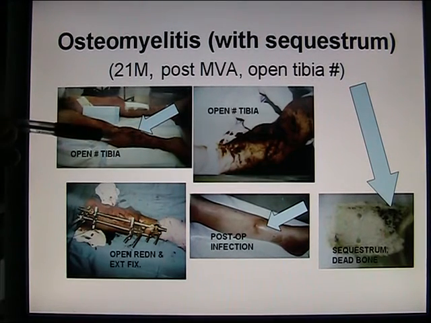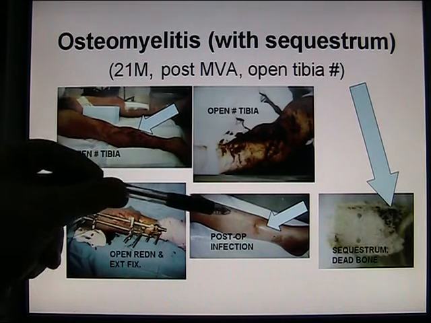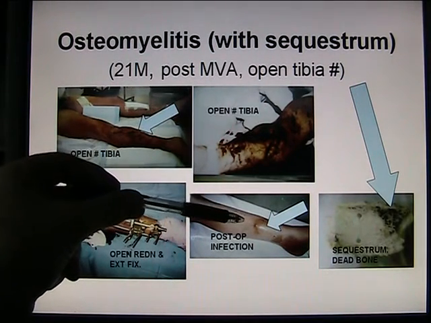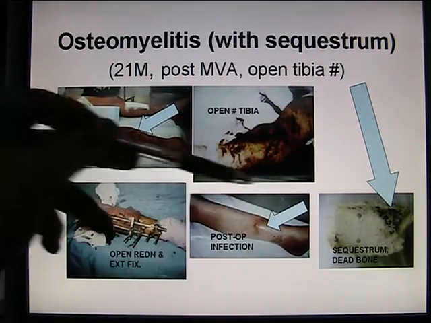Osteomyelitis case, young man, car accident, look at this deformed tibia, close-up view, been washed out, debrided, reduced, held with external fixator. 1 to 2 months later, red, hot, tender, patient feels unwell. A little bit of dead bone found there called a sequestrum, it was removed.